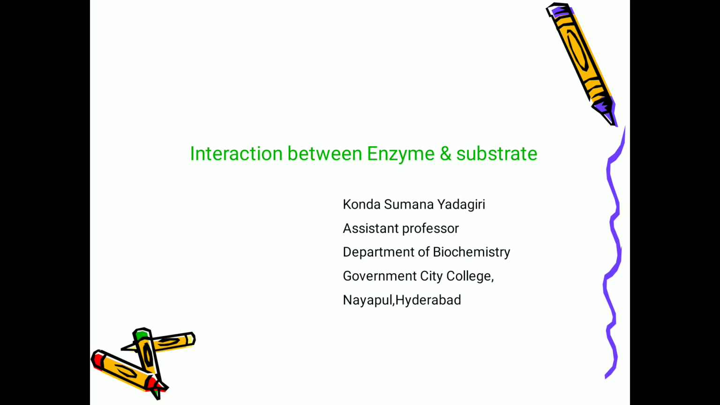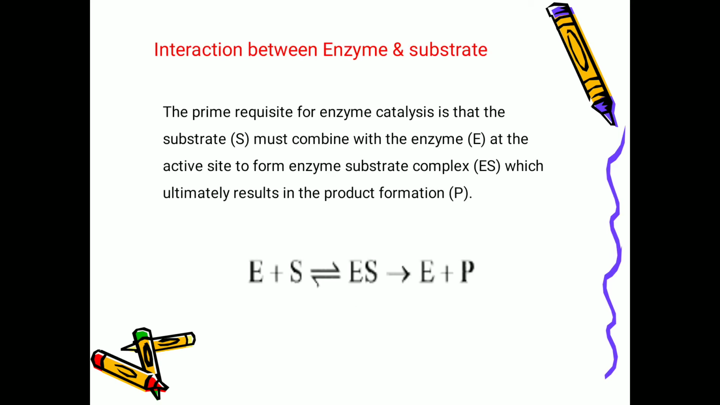Today's topic is the interaction between enzyme and the substrate. Why is there a need for interaction between the enzyme and substrate? See, what is the main function of the enzyme? It will catalyze the reaction. So, for the formation of the product, first the enzyme and substrate should interact or bind. So how this interaction will occur, we'll discuss.